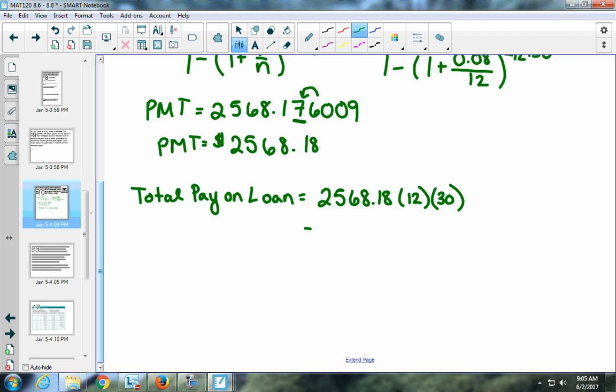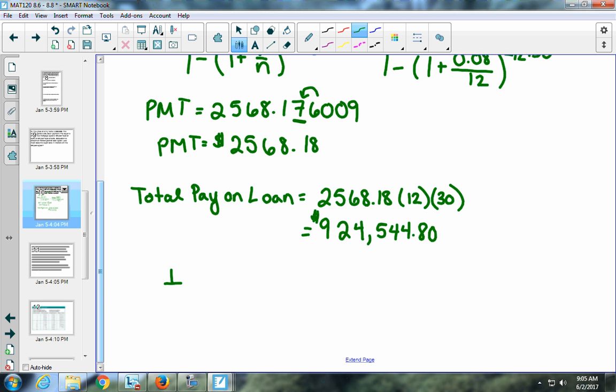If I do that, the total amount I pay on the loan is $924,544.80. That should come out exact. There should not be any rounding. If you did have to round, it meant you used that unrounded payment number, and you're going to have a rounding error. They didn't ask me to compare the total amount I paid on the loan, though. They asked me to figure out the interest.